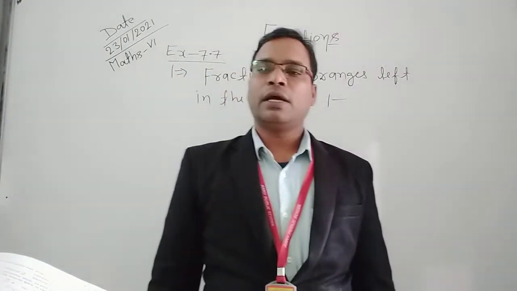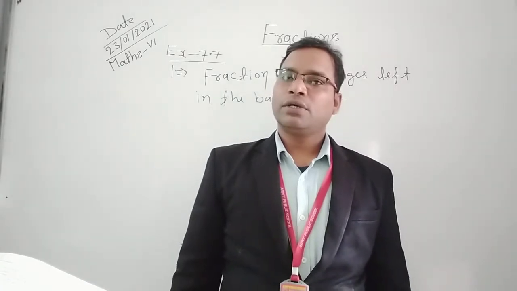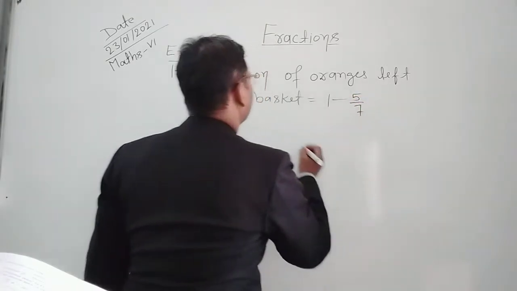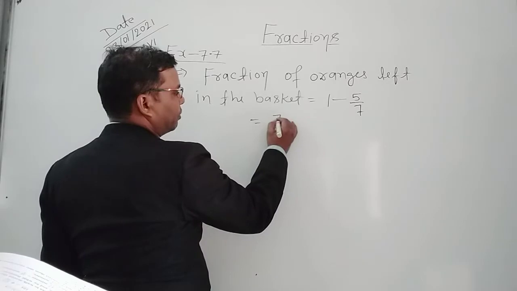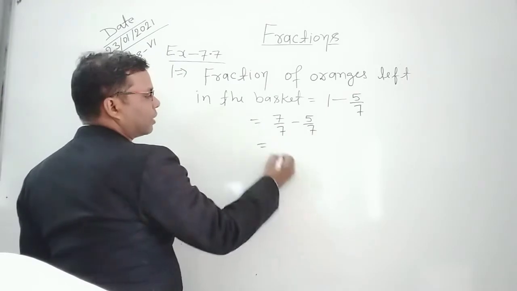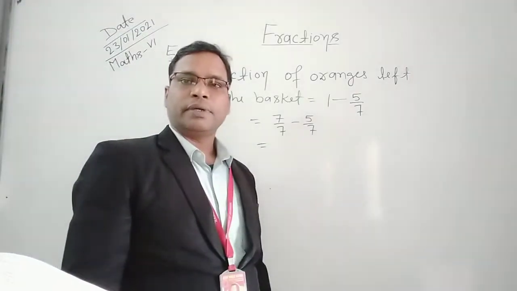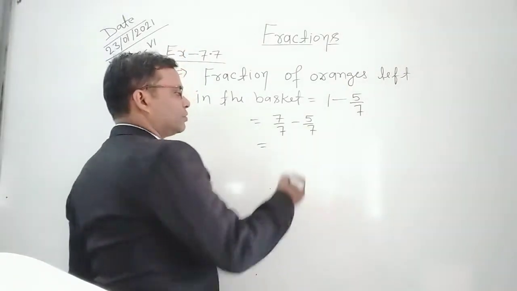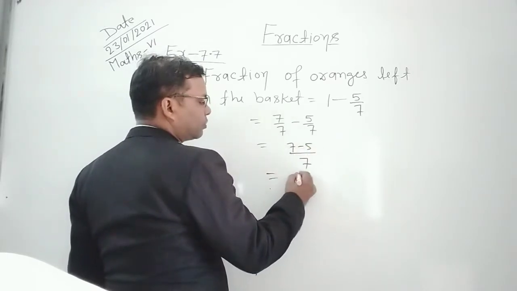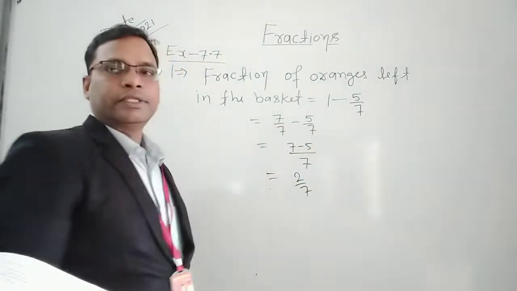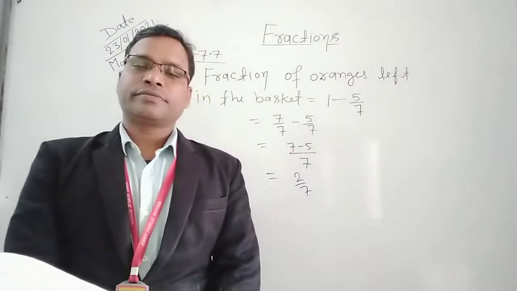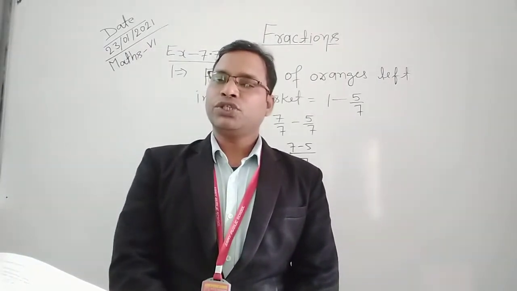given to, taken by Javed. Okay, so 5 by 7, 1 minus 5 by 7. So you can also write 1 as 7 by 7 minus 5 by 7. Okay, so how to take the HCF? You know very well. So here we can write 7 and 7 minus 5. So this is equal to 2 by 7. This is clear? So I hope all of you understood. The fraction of oranges left in the basket is 2 by 7.